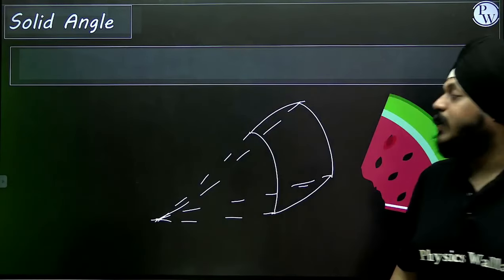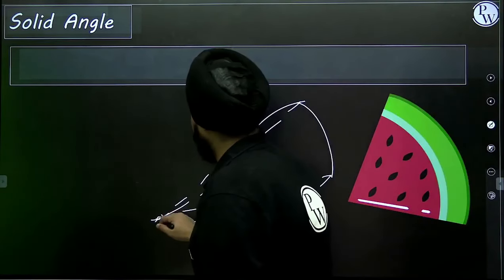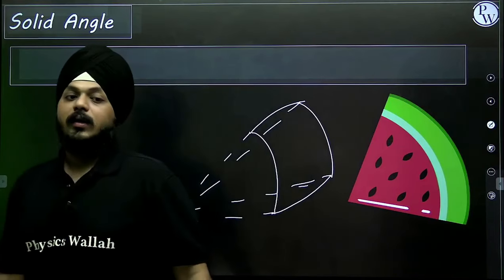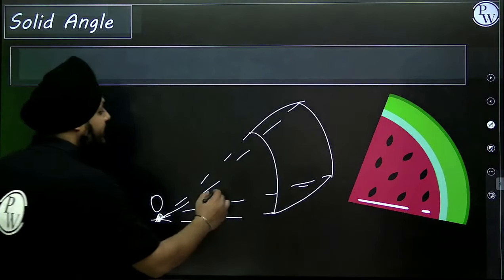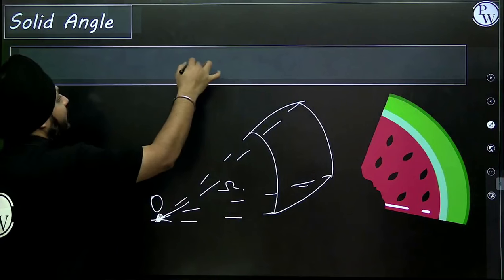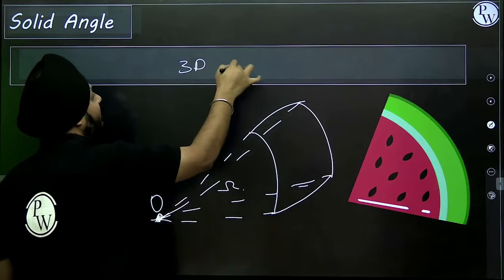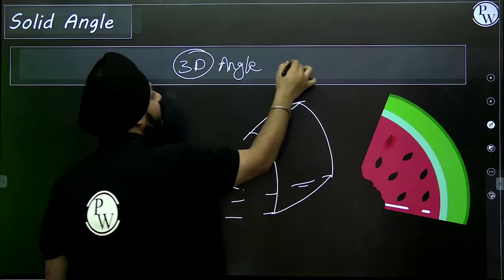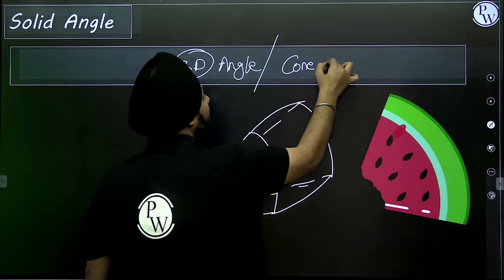You can imagine this situation now with respect to this center point O. Now, what will be the solid angle? The solid angle, first of all I want to define it as a 3D angle. Generally, it is formed in cone-like structures.